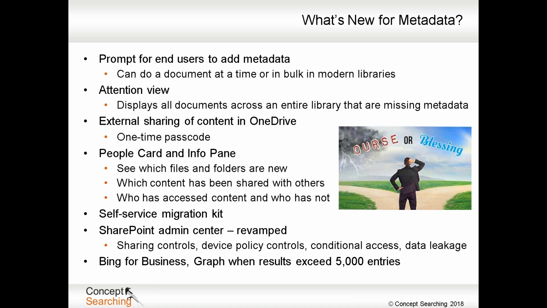You can prompt end users to add metadata. So now when you upload things, either in bulk or one at a time, you'll get prompted for adding metadata. There's a new attention view, which can show you a column where metadata is missing and allow you to add it. You can share with OneDrive now with one-time passcodes. OneDrive is really improved, and you can also apply metadata to that. There's a people card and info pane, which will help us to show what people have and what they're shared with others. There's a new migration kit.